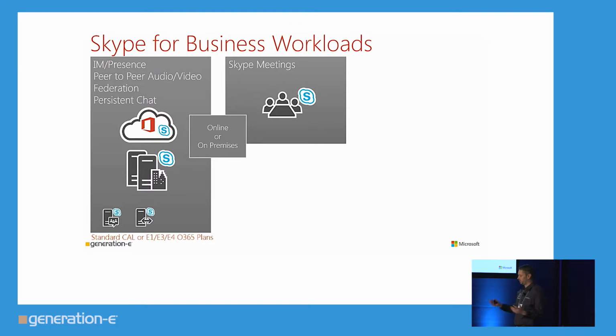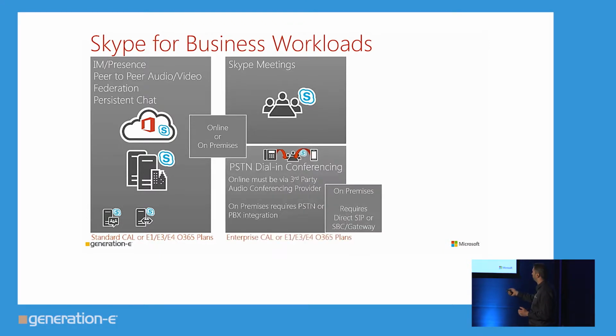When you're getting into these meetings, we start to deliver a lot more value. And again, from a licensing point of view, I touched on that. This is where we get to enterprise CAL, or in Office 365 terms, it's still part of the E1, E3, E4 SKUs. So after we start using meetings within your organization, again internal and external collaboration, that's all great.